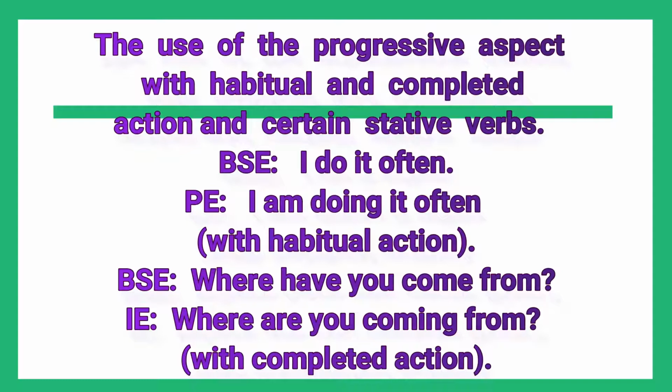The use of progressive aspect, or in simple words we can call it continuous aspect, with habitual and completed actions and certain stative verbs. Look at these examples. I do it often. It is British Standard English. In Indian English or here in Pakistan, people say, I am doing it often, just like habitual action.